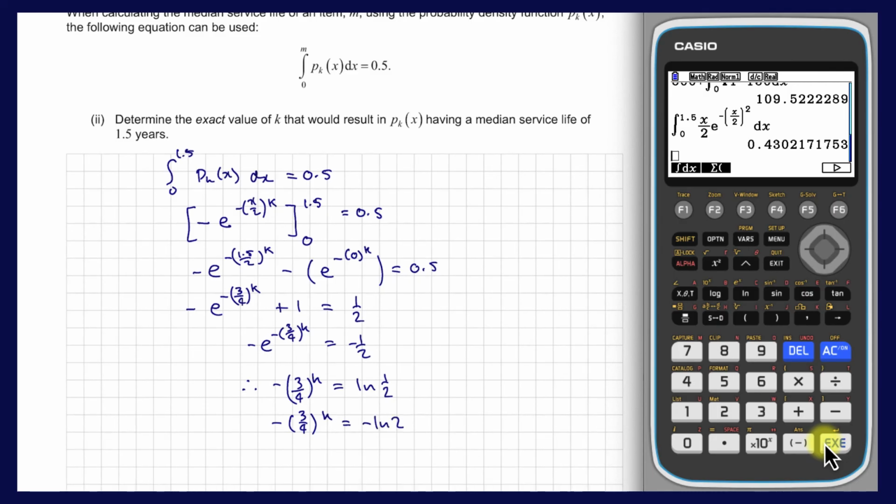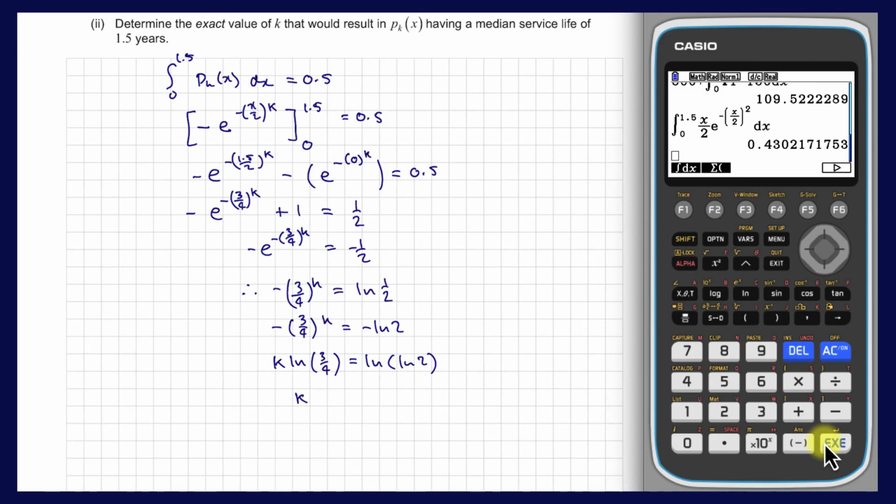So now I'm going to need to, again, cancel those negatives out and take the log of both sides once again. So now I'm going to get k log of 3 over 4 equals the log of 2. So then my final result, k will be equal to the log of 2 over the log of 3 over 4, and if that's yucky looking, that's the log of 2 over ln 3 minus ln 4. Either of those things would be an exact value for k.